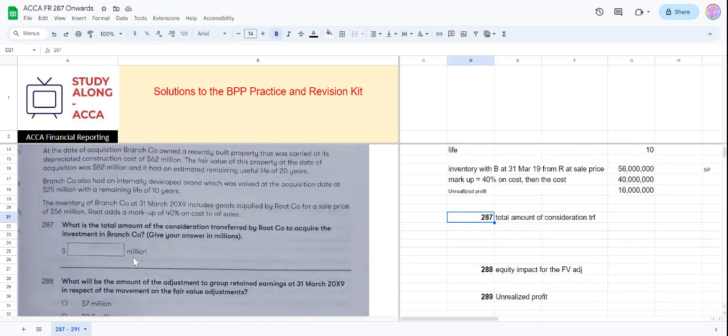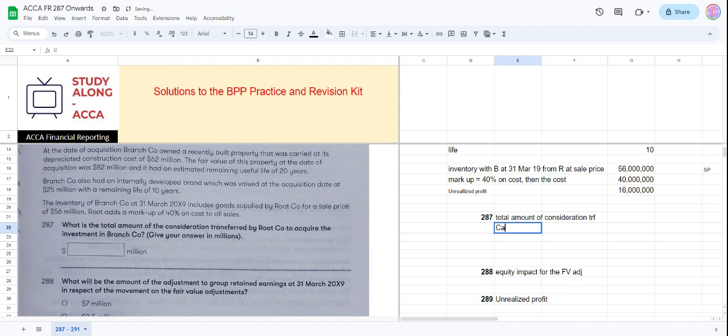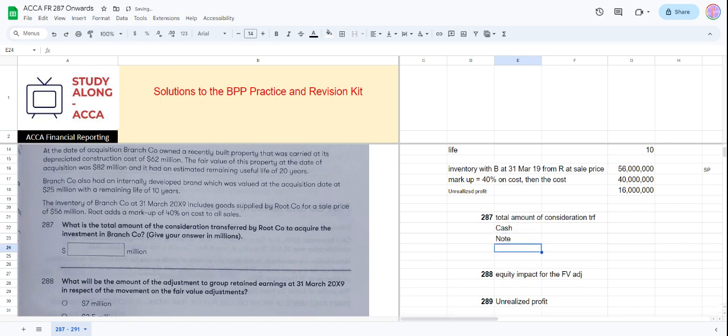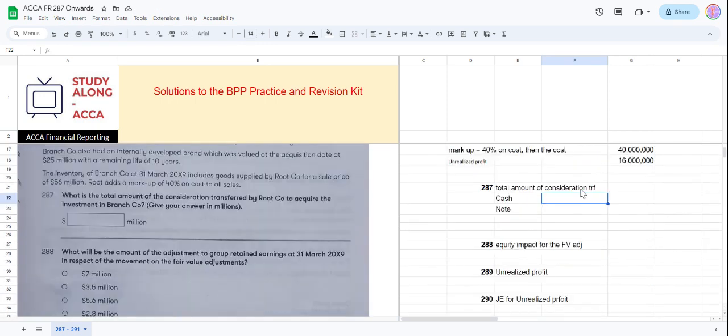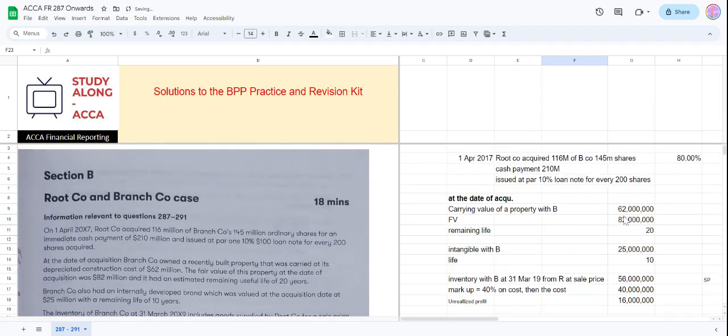In question number 287, what they are asking is the total amount of consideration transferred. How much consideration have they given? They have paid cash, which we have already seen. They have given cash and a note that we discussed. How much cash have they given? We read in the question 116 million of cash is there, and then a note. So a 10% note for every 200 shares, of 100, a 10% $100 note. The note is $100. This is what they have given.